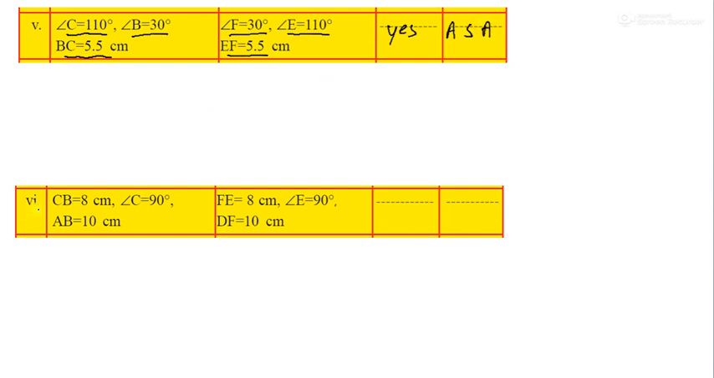Now come to this one, part 6. BC is equal to 8 centimeter, and EF is equal to 8 centimeter. Angle C is equal to 90 degrees, angle E is equal to 90 degrees. And AB is equal to 10 centimeter, and DF is equal to 10 centimeter. So that is the RHS property. It is yes. You can write RHS because there is a right angle.